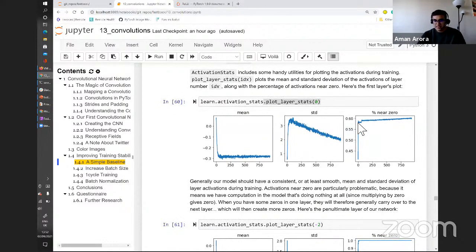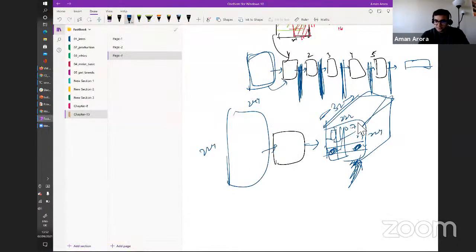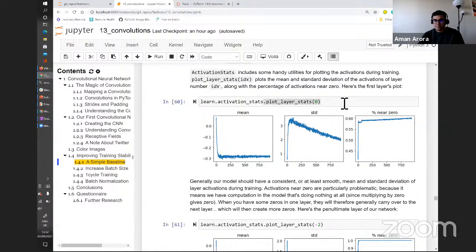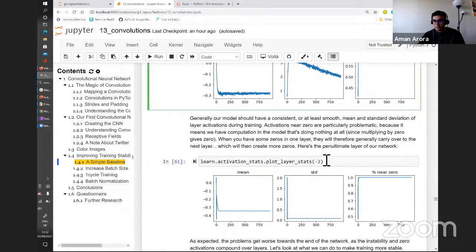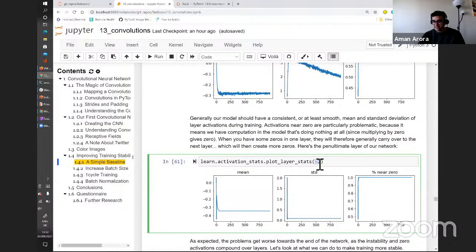But the point is, out of all of these values, 60% of them are equal to 0. And that's not a good thing. You don't want all your activations to be 0. It just means that the network isn't learning much. And you can see that by plotting layer stats of the first layer. And if you plot the layer stats of the penultimate layer, or the second from the last layer, you can see that all of the activations are close to 0.